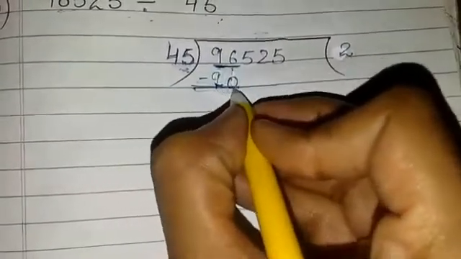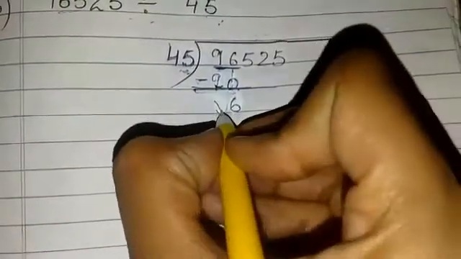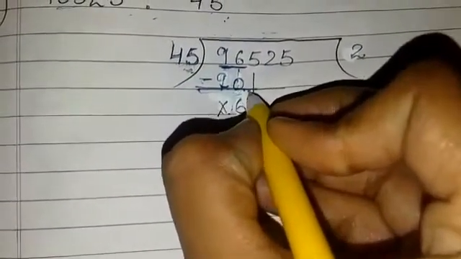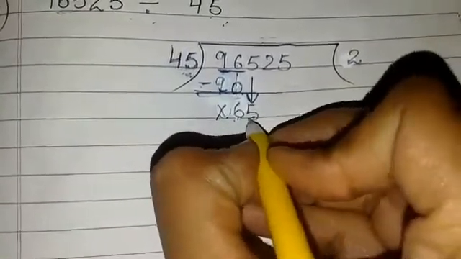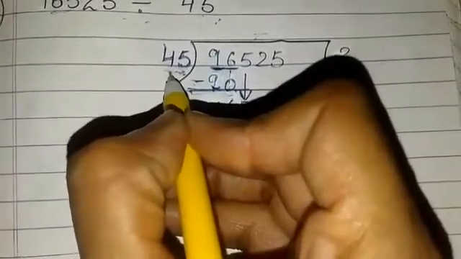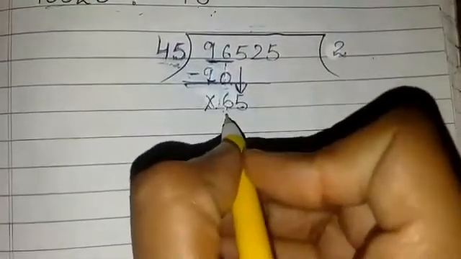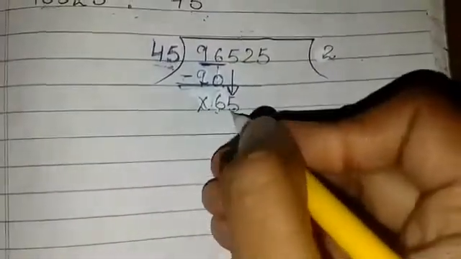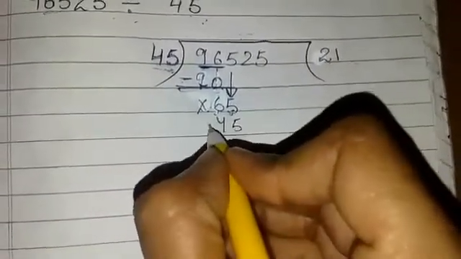Now next step is to subtract. Subtract: 6 minus 0 is 6, 9 minus 9 is 0, and this will cancel out. Now next step is to note down the next digit just near to this one, 5. Now start reading the table once again of 45. 45 ones are 45. 45 twos are 90. 90 is greater than 95, so we can't subtract from this. So we will take ones, that's 45.